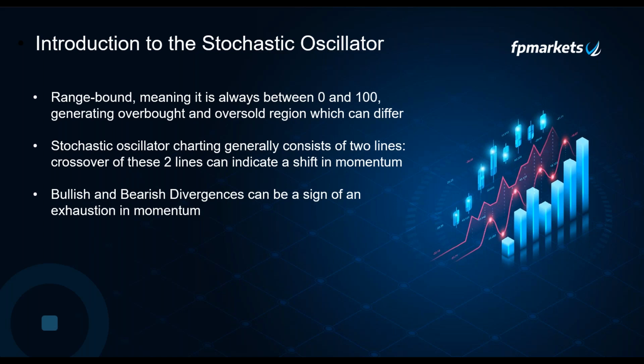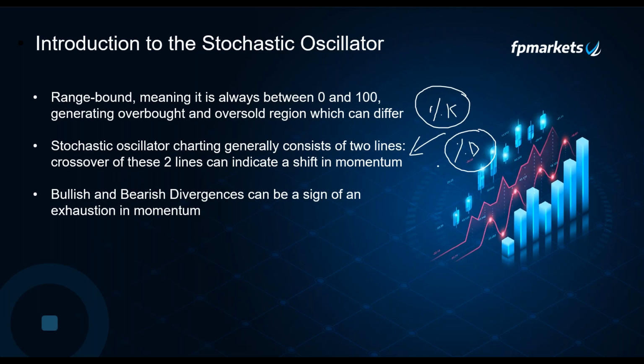Over here we have the range bound between 0 to 100, and stochastics oscillator charting generally consists of 2 lines. The crossover between the 2 lines can indicate a shift in momentum. In this case, they are basically talking about percentage K and percentage D. Percentage K is considered a fast moving oscillator, whereas percentage D is a slow moving oscillator.